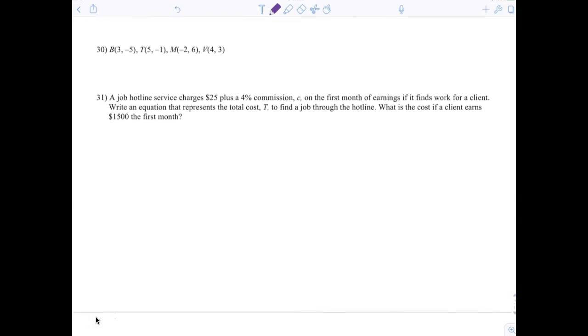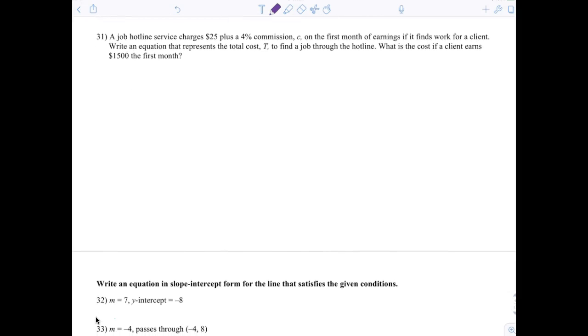All right, let's take a look at 31. It says a job hotline service charges $25 plus a 4% commission. So it's $25 plus a 4% commission. Write an equation that represents the total cost to find a job through the hotline.